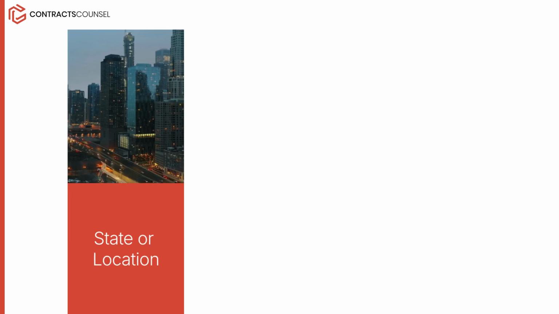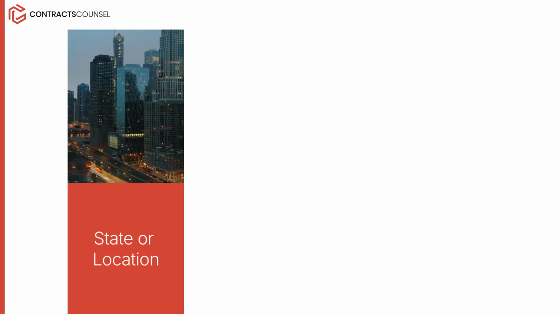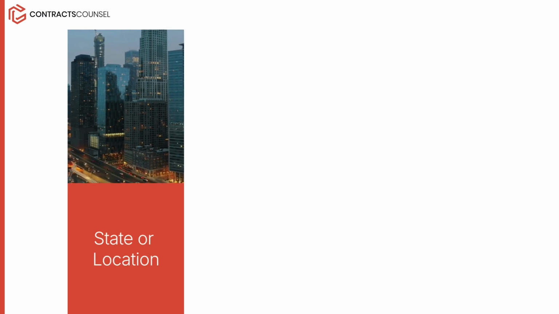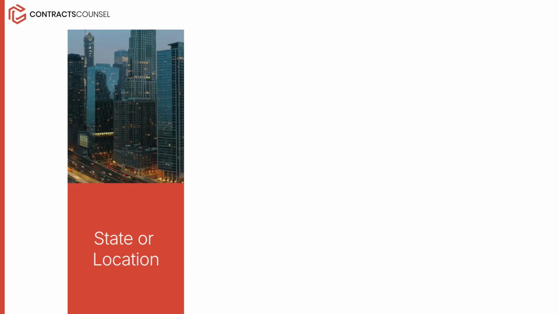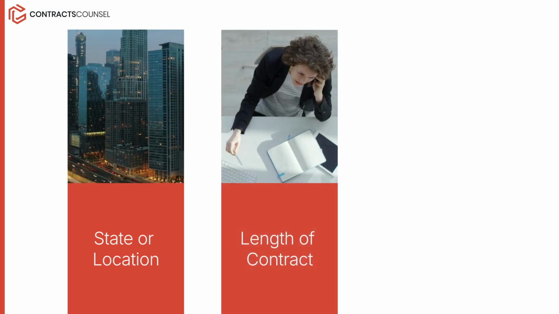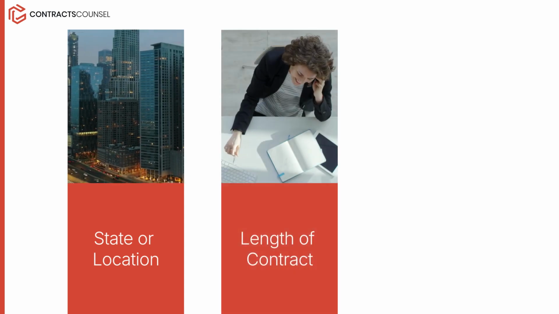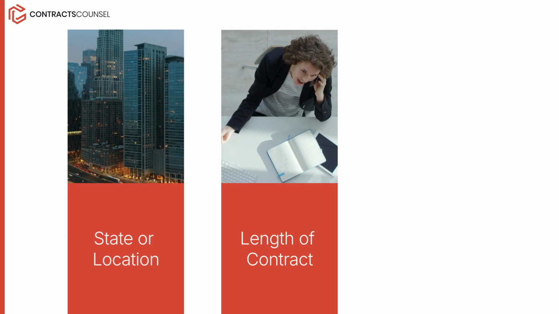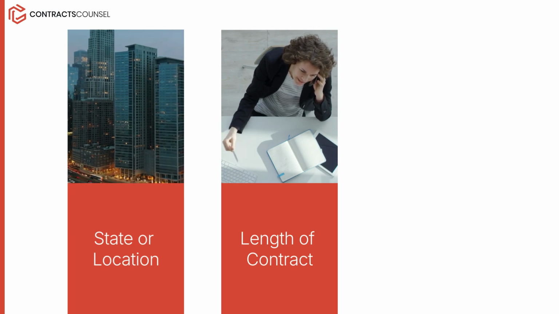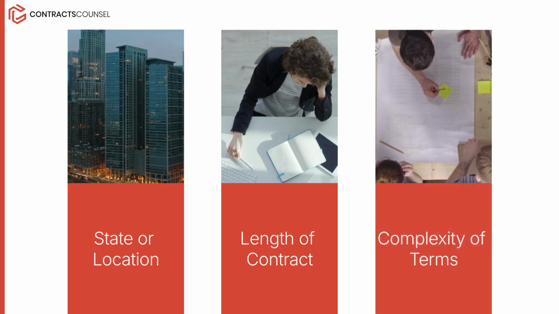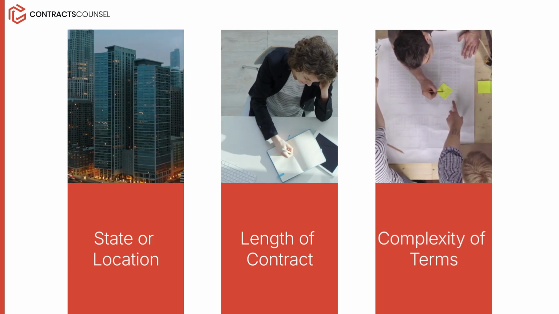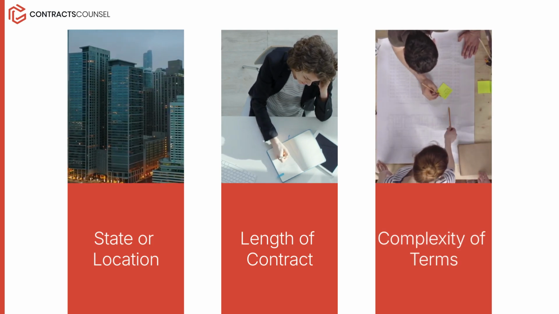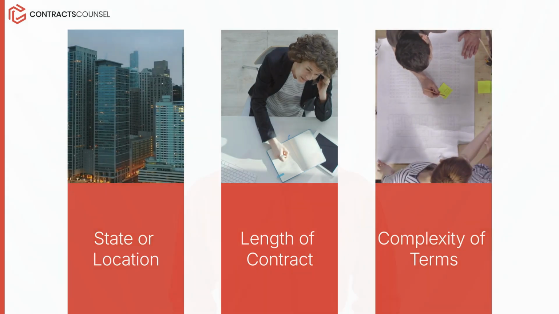State or location. Lawyer fees may vary based on where they are located. For example, a lawyer in New York City will likely have a higher rate than a lawyer in Tulsa, Oklahoma. Length of contract. Given lawyers traditionally bill by the hour, an agreement with more pages will require more of their time, which can make the legal costs higher. Complexity of terms. If there are complicated terms in the agreement, it can increase legal fees since it will require the lawyer to spend more time working on the project.